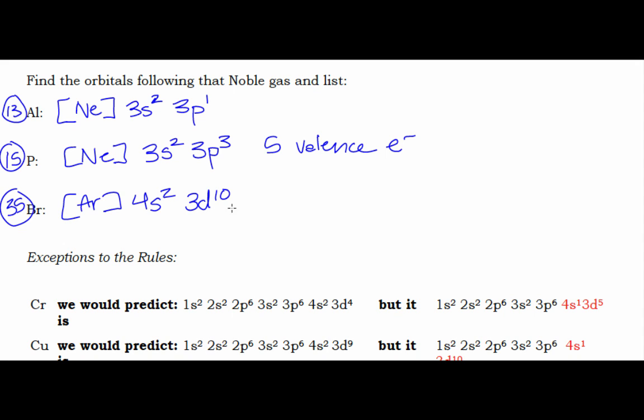And bromine is in 4p5. Now this is a funky anomaly on the periodic table that it goes from energy level 4 to energy level 3 and then back to 4, but that's what happens. So now you can look at these two orbitals. If you add together their exponents, you'll end up with 7 valence electrons.